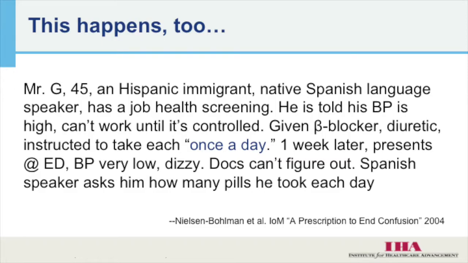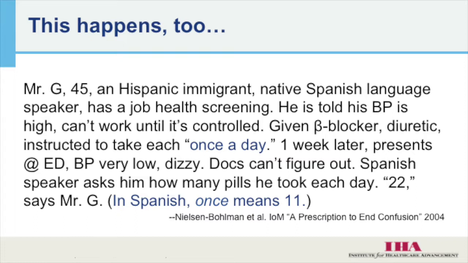Mr. G, 45, Hispanic immigrant, native Spanish language speaker, has a job health screening. He's told his blood pressure is high and he can't work until it's controlled. He's given a beta blocker and a diuretic, and instructed to take each once a day. One week later, he presents at the emergency department. His blood pressure is very low and he's dizzy. The docs can't figure it out, so one of the people there who speaks Spanish asks him how many pills he took each day. 22, says Mr. G. In Spanish, once means 11.